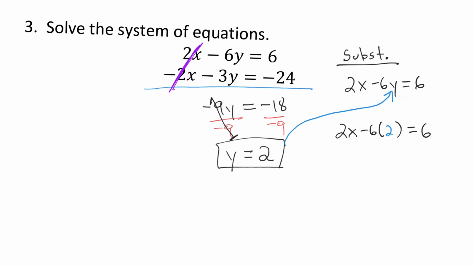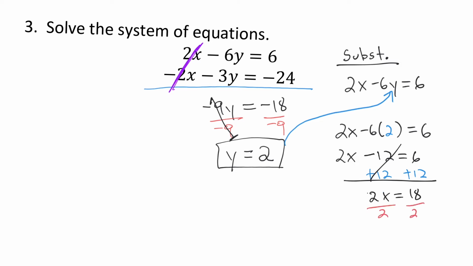And you solve. We have 2x, multiply negative 6 times 2. That's going to be negative 12 equals 6. Add 12 to both sides. You are solving for x. So 2x equals 18. Divide by 2. And the x value is 9. 18 divided by 2 is 9.